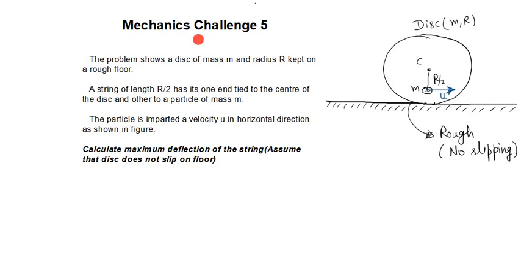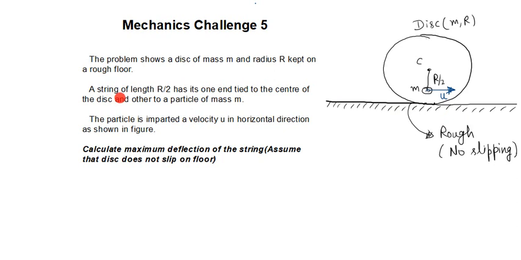The problem that I'm going to discuss today is based on the application of impulse momentum theorem and angular impulse angular momentum theorem. So as you can see in this figure, there is a disk of mass m and radius r. So the problem shows a disk of mass m and radius r which is kept on a rough floor. So the floor beneath this disk is rough.